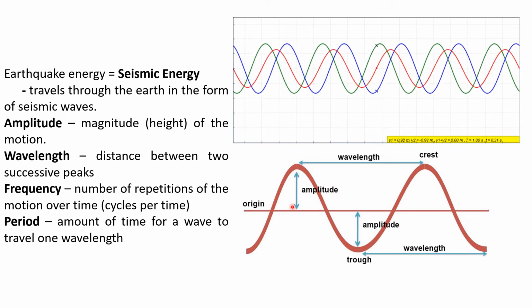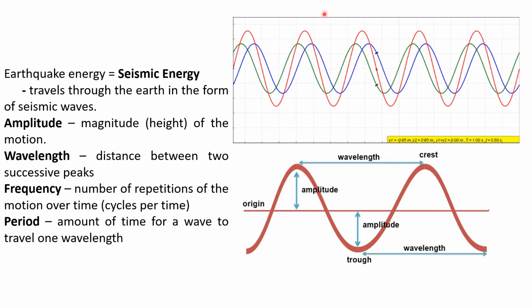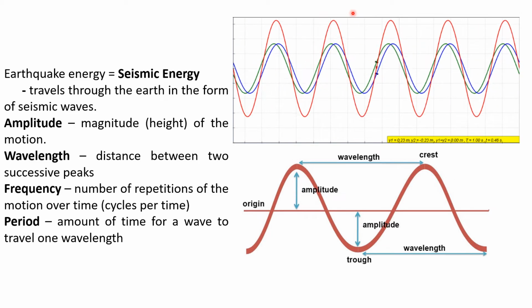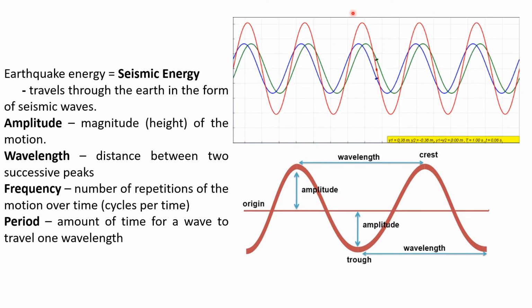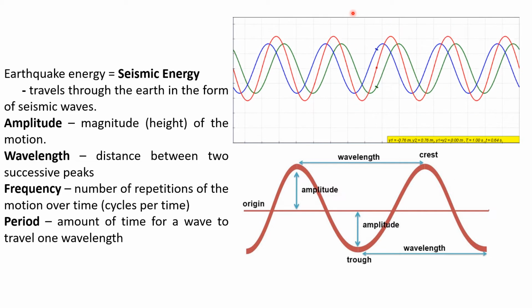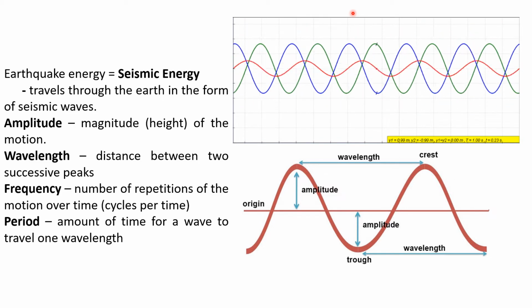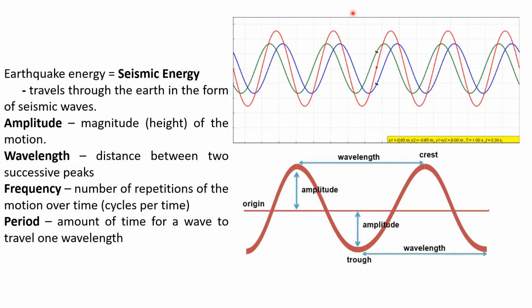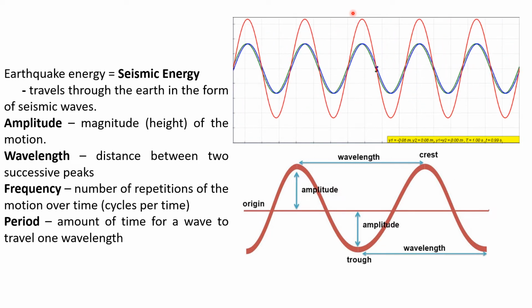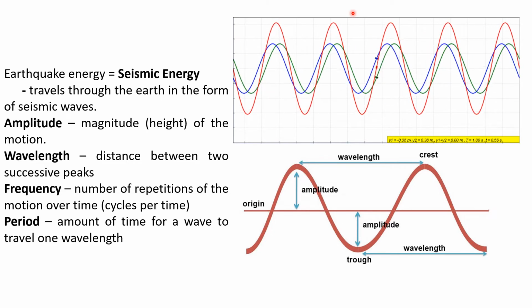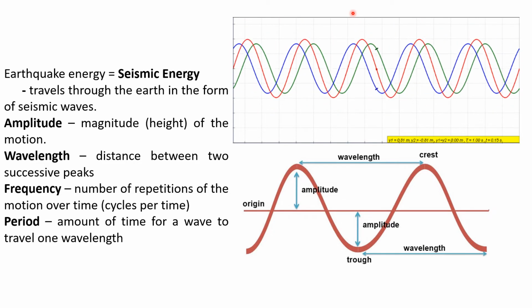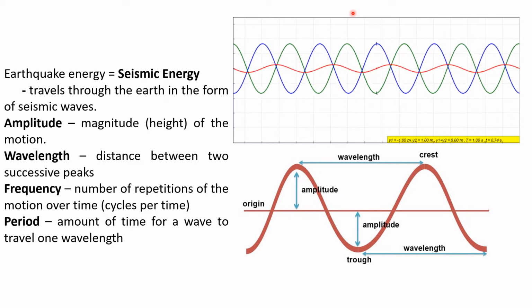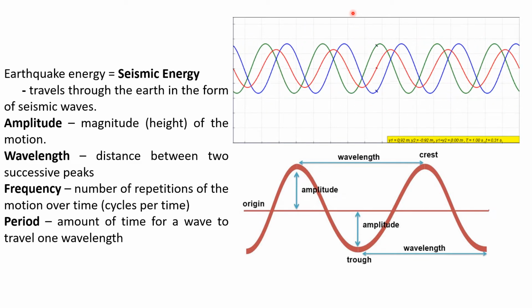So as you can see here, this is the amplitude. The number of repetitions of the motion over time, or cycles per time, is called the frequency. And the inverse of frequency, which is the amount of time for a wave to travel one wavelength, is the period. So when multiple waves combine, they can interfere with each other.